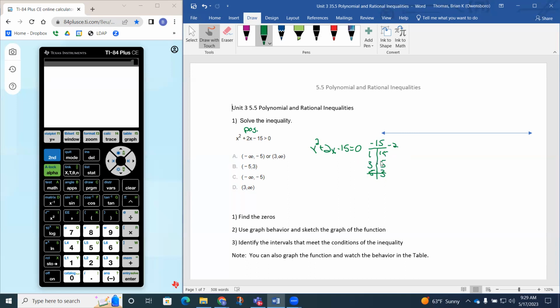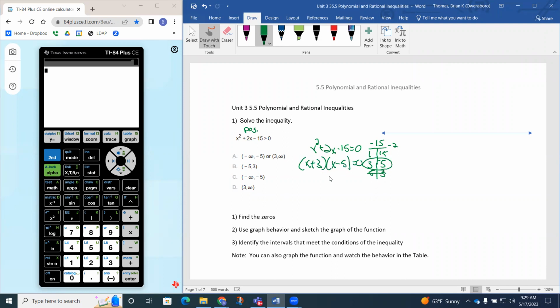The one that has the best promise of giving me this negative 2 would be this 3 and 5. So to get a negative 15, one of them's got to be negative, but to add and get a negative, the bigger number has got to be negative. So we have to have a 3 and a negative 5. So 3 times negative 5 is negative 15, and 3 plus negative 5 is negative 2. So we can break this into two factors. x plus 3 is one of the factors, and x minus 5 is the other factor.